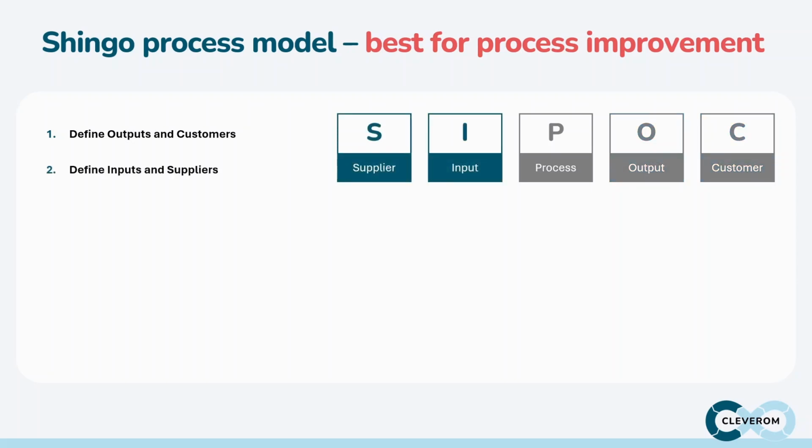The second step is to determine the inputs and the suppliers. Inputs are all the information and items needed for the process to start. The suppliers are the internal or external entities that provide the inputs.